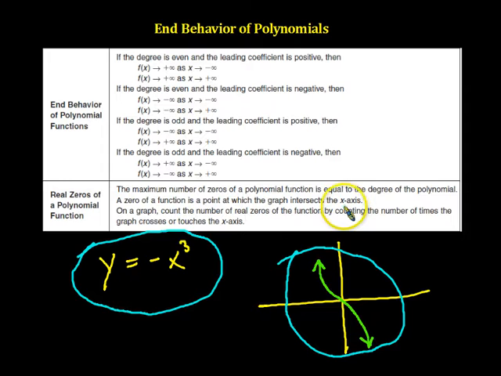I hope you already knew that. On a graph, count the number of real zeros of the function by counting the number of times the graph crosses or touches the x-axis. So, okay, this is great. This is a good definition that helps us to understand how the crossings of the x-axis relate to the degree of the polynomial. That's good to know.